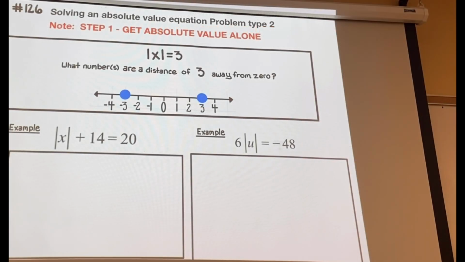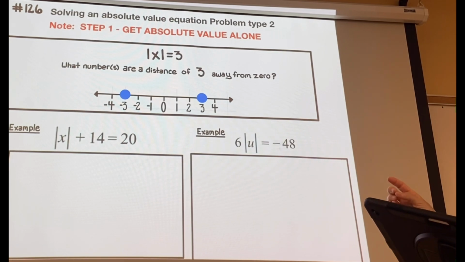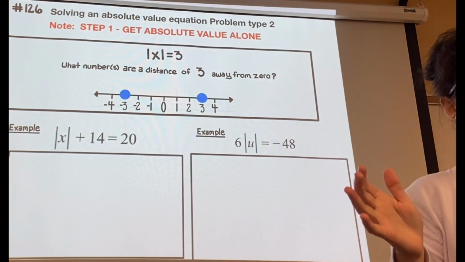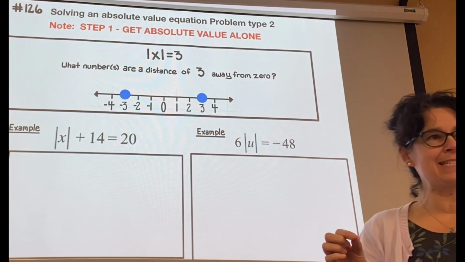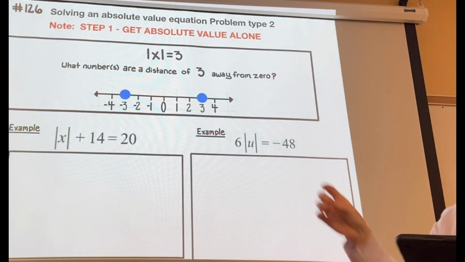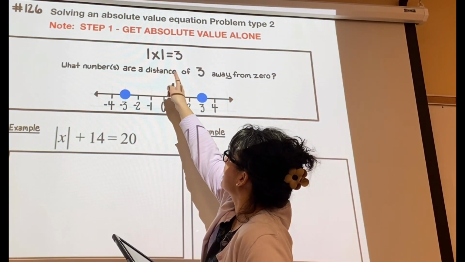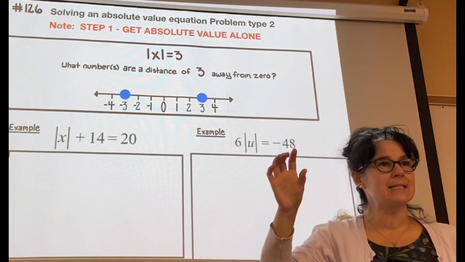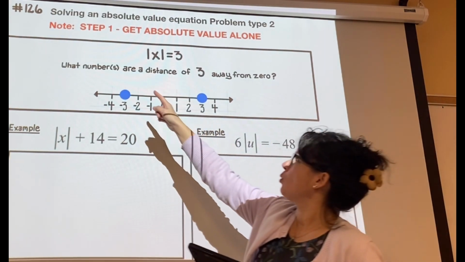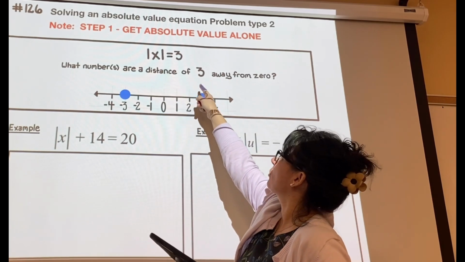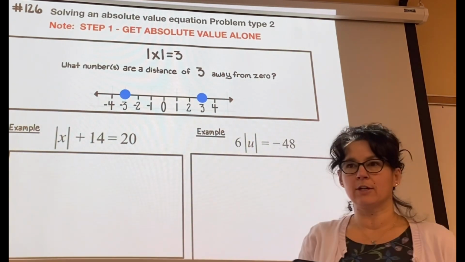Okay guys, so for 126, solving an absolute value equation, problem type 2, let's just do a quick refresher. An absolute value is the distance a number is from 0. So when you see this equation, absolute value of x equals 3, what you're really saying is, what number or numbers are a distance of 3 away from 0?